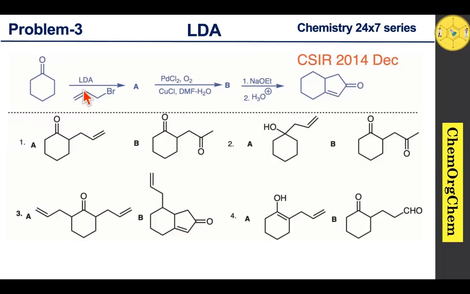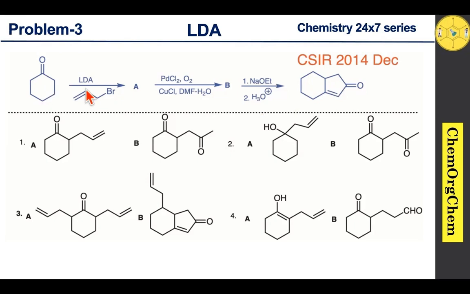cyclohexanone reacts with LDA followed by allyl bromide, which produces compound A. This compound A further reacts with palladium chloride, oxygen, copper chloride in the presence of DMF water, which produces compound B. This compound B further reacts with sodium ethoxide followed by acid workup, which produces this bicyclic compound.